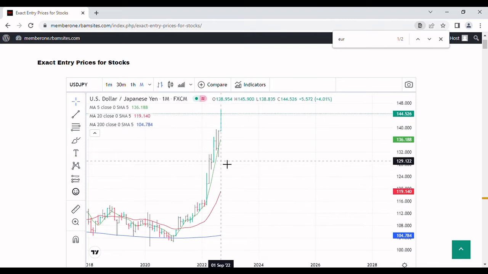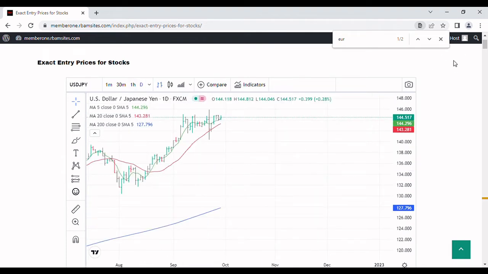Again, the monthly straight up, we're definitely due for a decline down to 138. That's my opinion for entertainment purposes only. Let's go down and take a look and see what RBAM Research says about it.